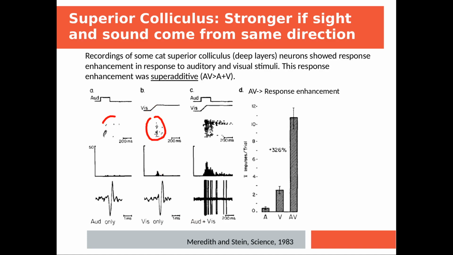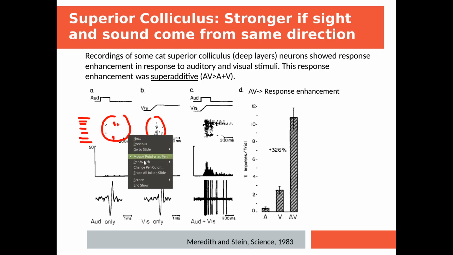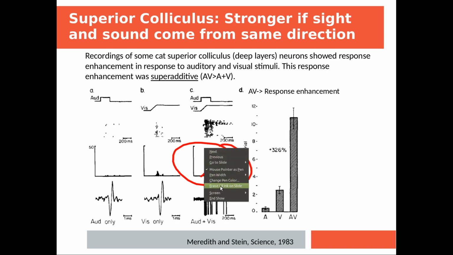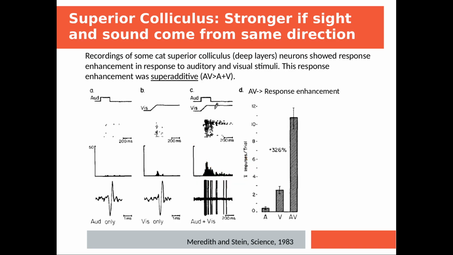This is the raster, the spikes on each trial: trial 1, trial 2, trial 3, trial 4, trial 5, trial 6. At this time there was a spike, at this time there was a spike in another trial. You get the idea. This is the histogram summing all the spikes per time bin. And then when you put the sight and the sound together at roughly the same time, you get all these spikes in all the trials. A very robust effect. The histogram shows a massive bump of activity when you have the sight and the sound together.